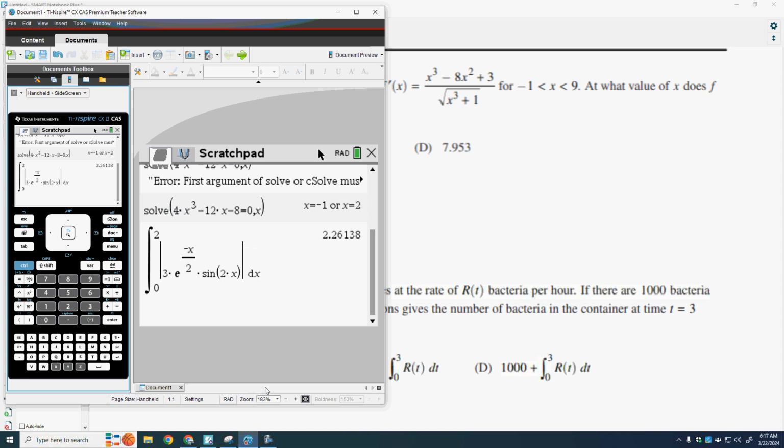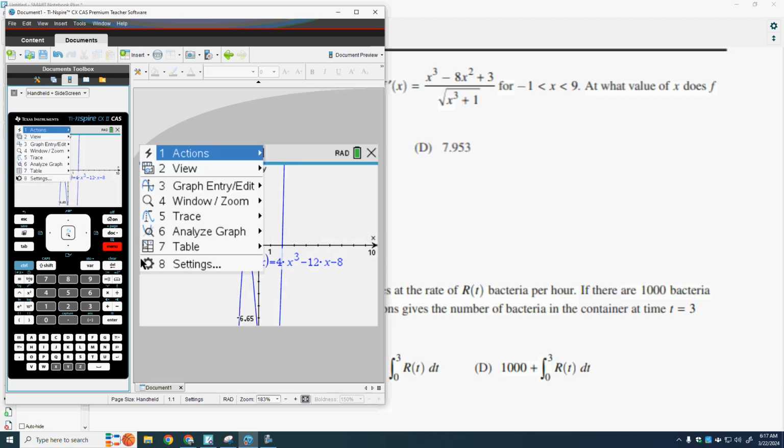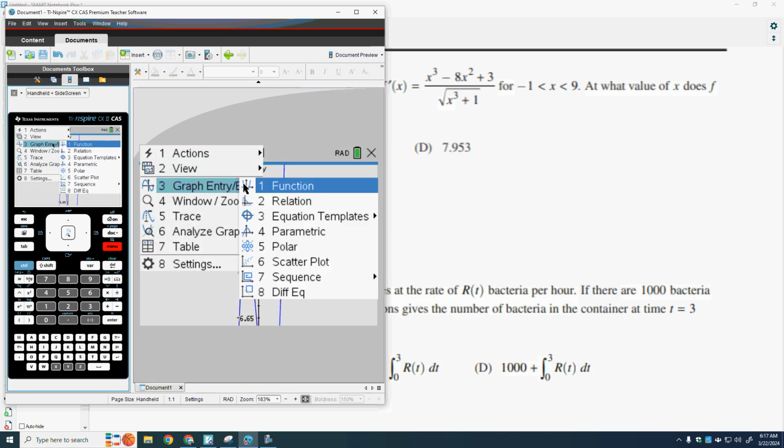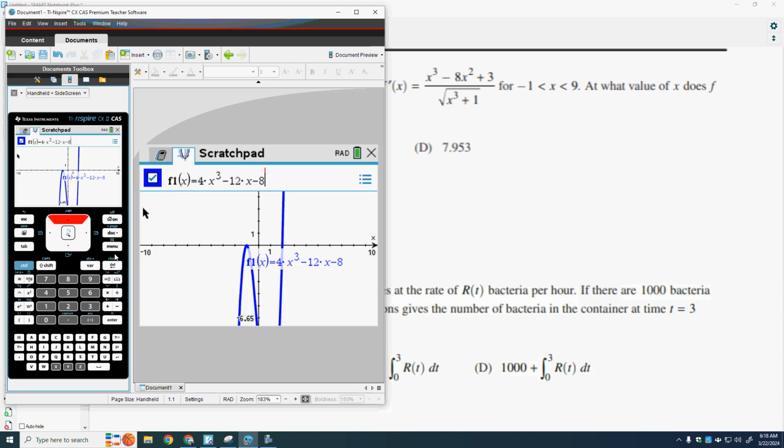So I'm going to take this thing here and plug this derivative into my graph. So I'm going to go back to my home screen, go to graph. Function, and I don't want F2. I'm going to jump up to F1, and I'm going to get rid of that whole entire thing.